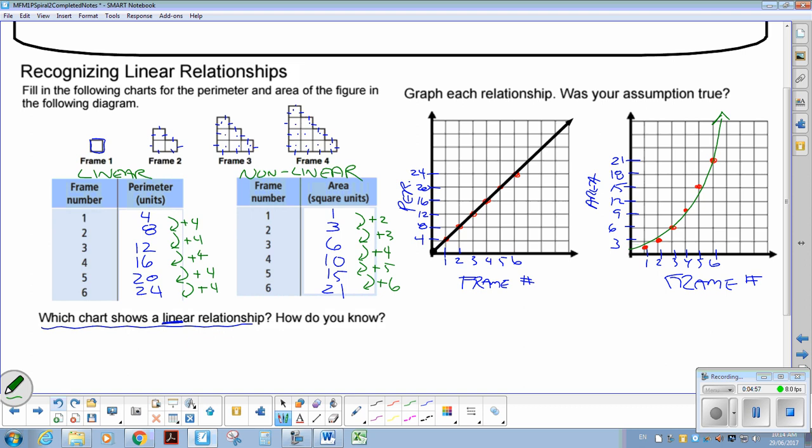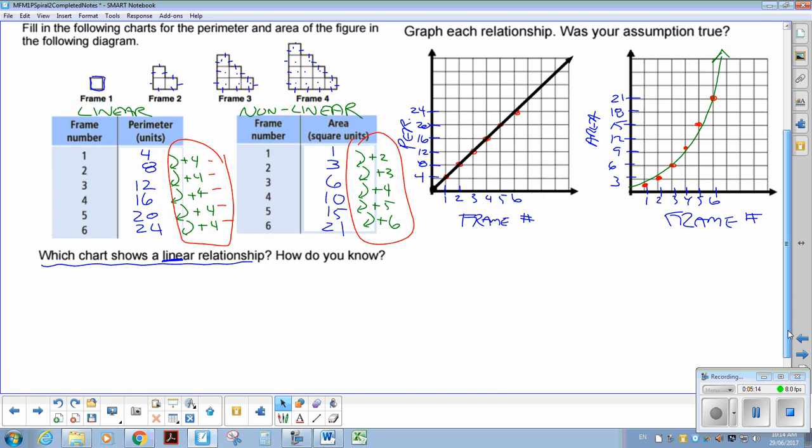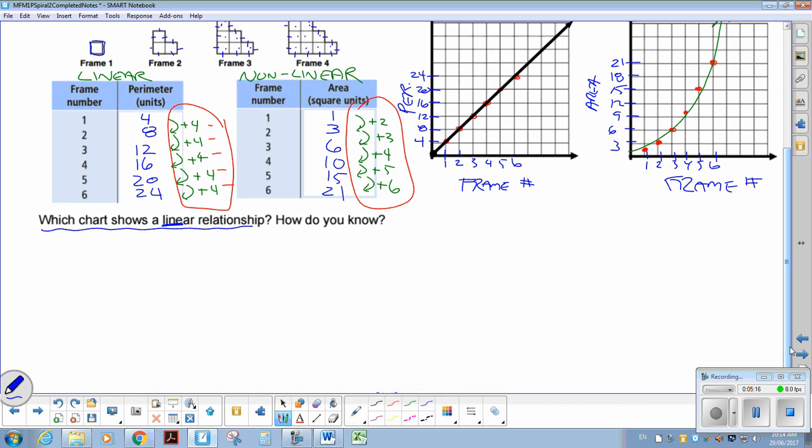So of course in class we'd have a discussion, but you're watching the video. So if we look at our pattern, this one's linear. What do you notice about the pattern? It is the same each time, whereas on this one, it is changing. So to answer the question at the bottom here, which chart shows a linear relationship?